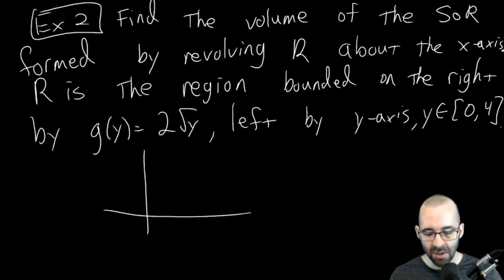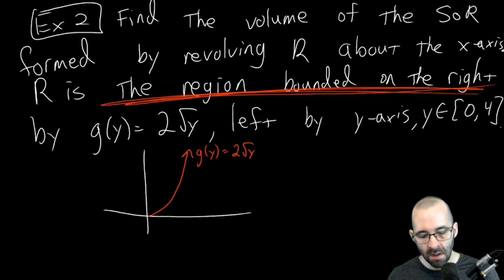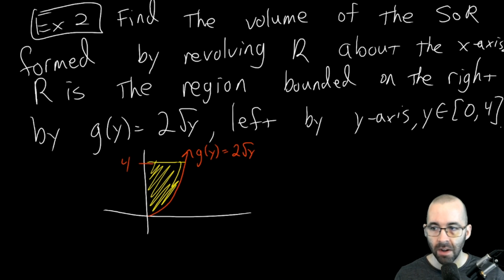Okay, so square root function. A square root function normally looks like this. But it's a square root function in terms of y, so think about it like this instead, kind of the sideways of a parabola. This is g of y, root y. So this is bounding our region on the right. And on the left, it's the y-axis. And we're just looking from 0 to 4. So again, if this is 4, our region is just the region between these from 0 to 4.